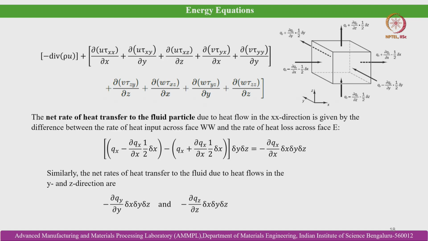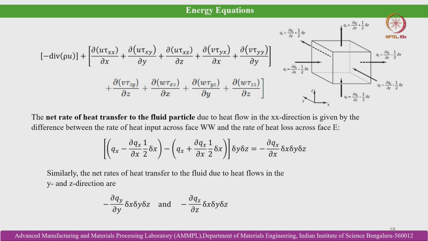You can quite effectively understand this from the schematic shown here. This shows the heat input into the control volume, that is, Qx for the x direction minus del Qx by del x into delta x by 2, and the rate of heat flux leaving the control volume in the x direction is shown here as Qx plus del Qx by del x into delta x by 2.